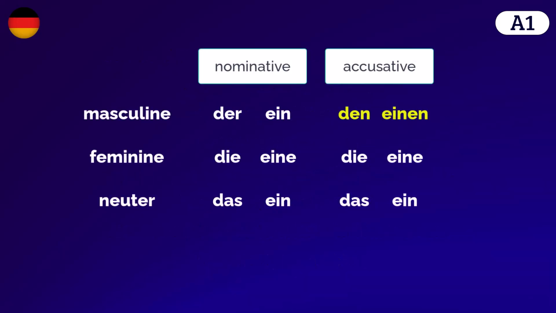So remember that for feminine and neuter nouns, the articles are the same, regardless of whether they are used as nominative or accusative cases. But for masculine nouns, the accusative articles differ from the nominative cases. For nominative cases, it's der and ein, but for accusative cases, it's den and einen. We do have a resource sheet which shows you the different articles used for different cases and genders. So do refer to that sheet as a reference.